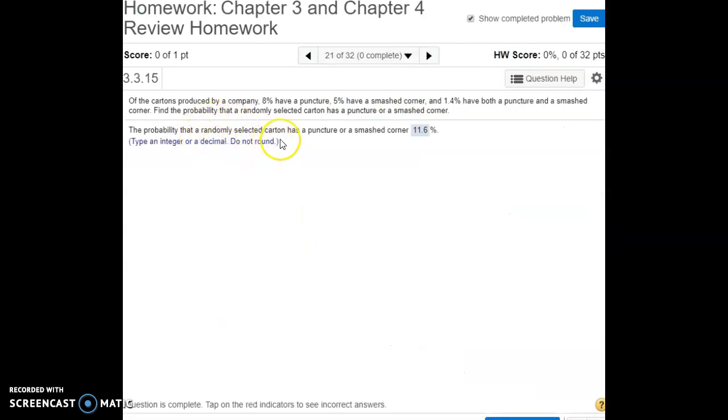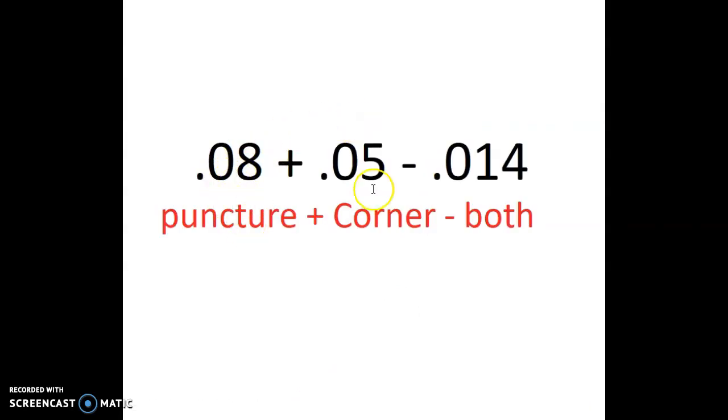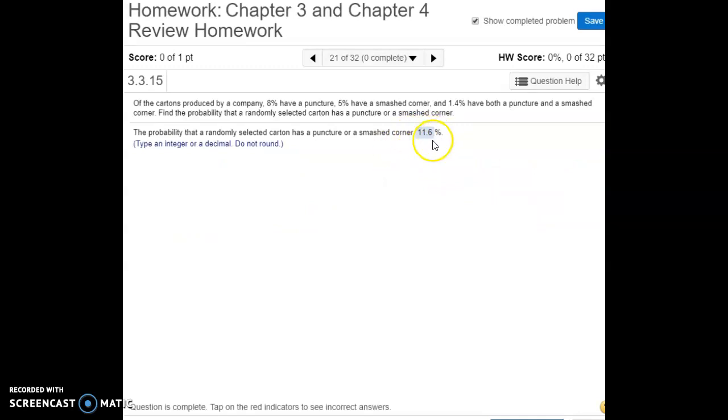So in our example, the probability that a randomly selected carton has a puncture, we're going to take that probability or a smashed corner and add it to that second probability, and then subtract away the probability of both of those occurring, a puncture and a smashed corner. So add together the probability of each event and then subtract the probability that they are both occurring. And that gives us our result here for our OR probability.